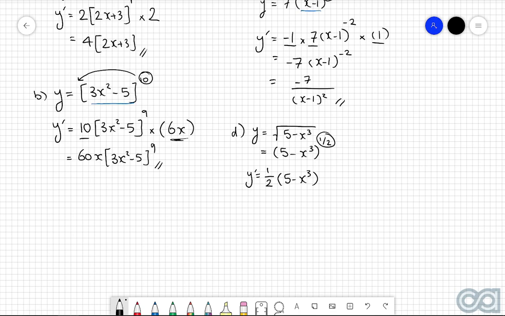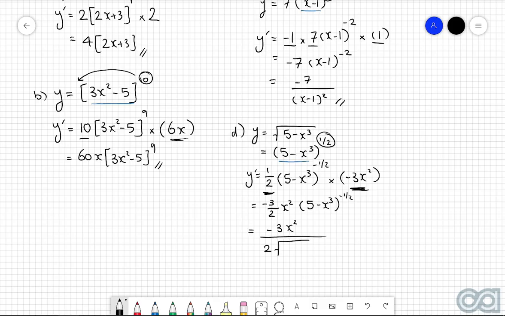We'll reduce 1 from the power. So a half minus 1 is minus a half. Then we need to multiply by the derivative of the inside function, which will be -3x squared. Let's simplify this a little bit. A half multiplied by -3x squared is -3x squared over 2, and we've got the 5 minus x cubed to the power of minus a half. And now we want to just practice a little bit in switching this back into a radical form. The power of -1/2 will turn it onto the bottom of a fraction, then square rooted. So this is going to be the same as -3x squared over 2 root 5 minus x cubed. And that there is the chain rule.